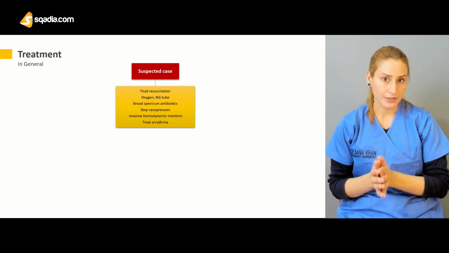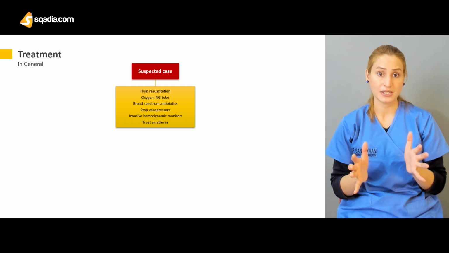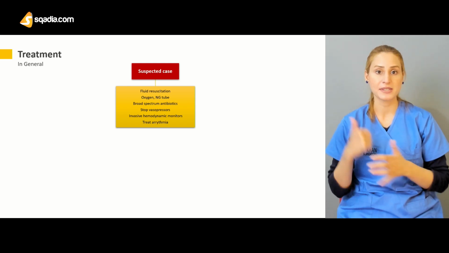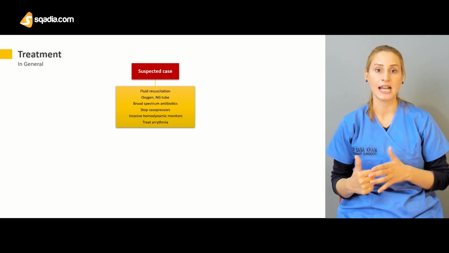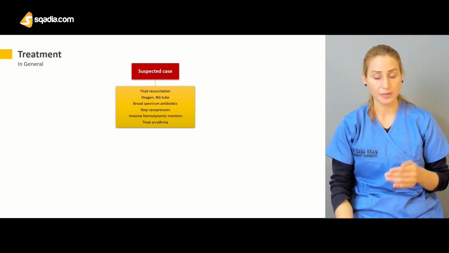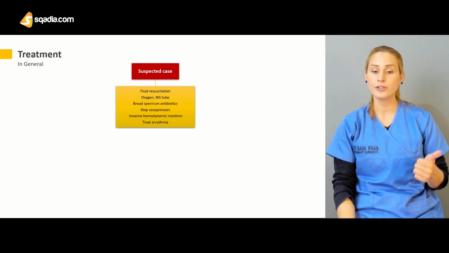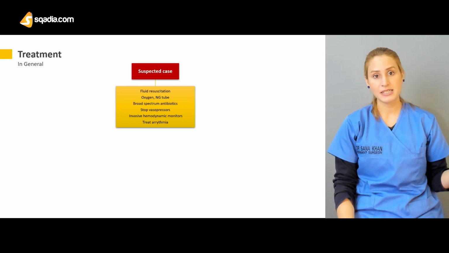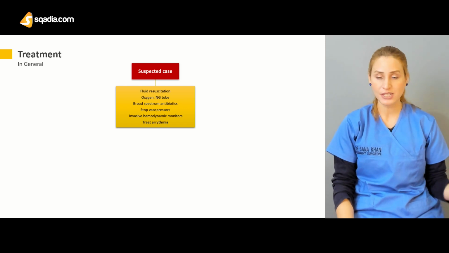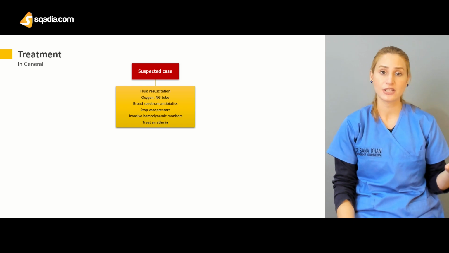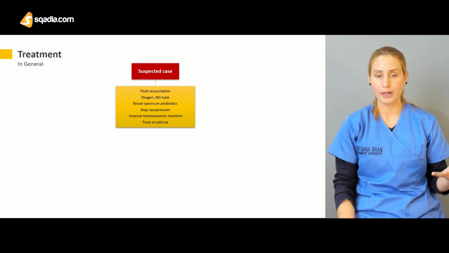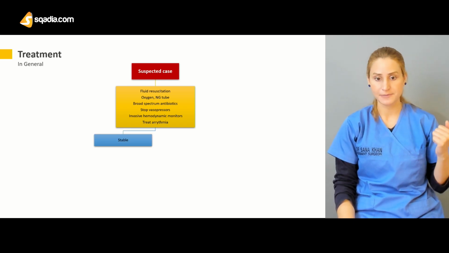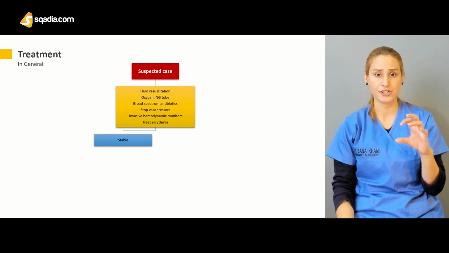You have to cover with broad spectrum antibiotics. So the patient has already developed sepsis and the signs of diffuse peritonitis, then you have to put your patient on broad spectrum antibiotics. So fluid resuscitation, oxygen inhalation, maybe intubation, monitoring the patient, broad spectrum antibiotics, resuscitating your patient with inotropic support, and treating the arrhythmias. In general, first you have to do this.